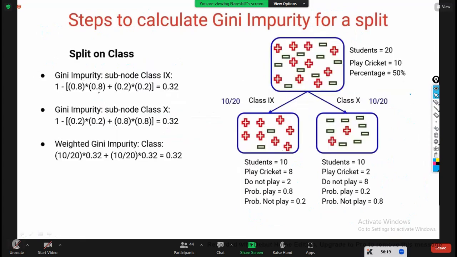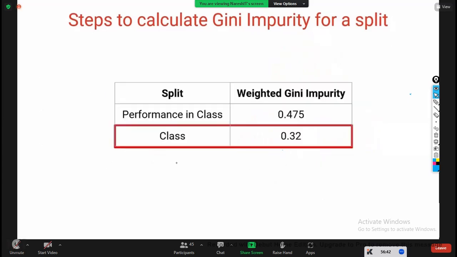So 1 minus 0.8 whole square plus 0.2 whole square is equal to 0.32. 1 minus 0.2 whole square plus 0.8 whole square is also 0.32. I have calculated the Gini impurities separately. Weighted Gini impurity is equal to the weightage, that is 10 by 20 into the first one, plus 10 by 20 into the second one. Now 0.32. Now I have two variables with their Gini impurity.